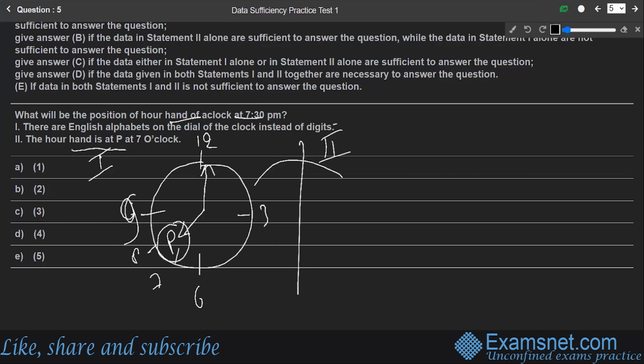Even if we combine both the information, then also we cannot answer the question because the problem is P has been assigned to 7, but what all English alphabets have been assigned to which all numbers, that is not mentioned. So clearly both the statements combined together even cannot answer the question. So option E, that is 5, is the right answer.